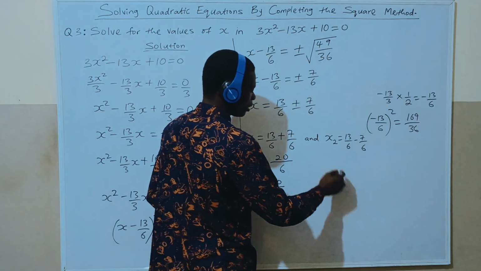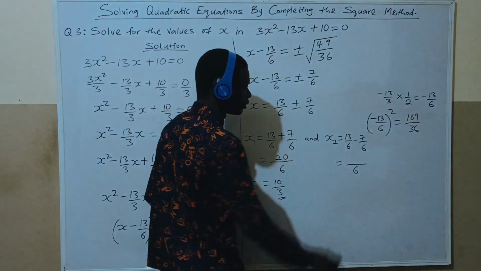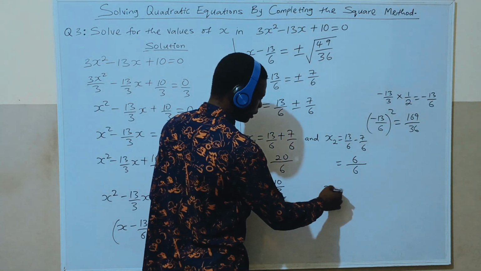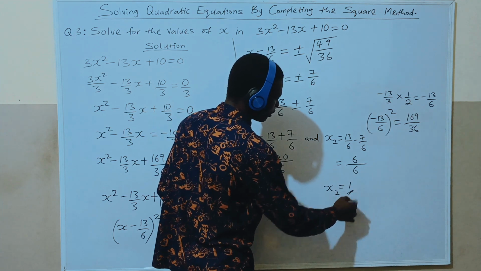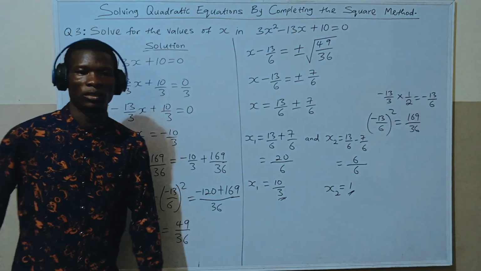And for the second one, this common denominator is also going to be 6. So 13 minus 7, of course, is going to be equal to 6. And of course, what will x2 be? 6 divided by 6 is going to be equal to 1. So the second solution is 1. The first solution is 10 over 3. The second solution is 1.